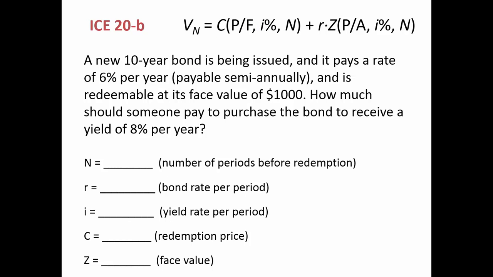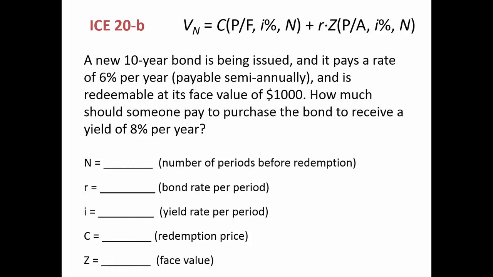All right, so let's do that. I've described a bond on your in-class exercise paper. It's a 10-year bond that pays 6% per year, semi-annually is how it's paid. So you need to keep in mind the difference between the interest rate per year and the interest rate per period. Those aren't the same. The face value is $1,000, and that's also its redemption value. The company is paying 6%, but we're only satisfied with 8%. So if we want to make 8% yield, how much should we pay for the bond?